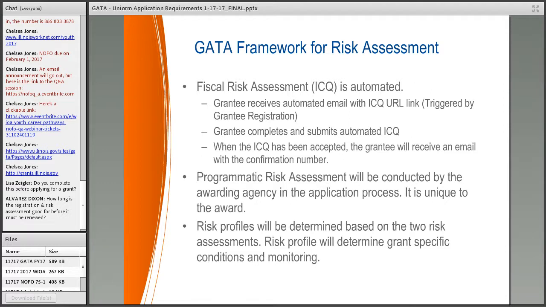Based on the two risk assessments, the programmatic and fiscal, a risk profile will be determined, which will be used for monitoring and also determining grant-specific conditions. For example, if your organization rates medium or high risk, there may be specific conditions applied to the grant agreement, including, for example, additional reporting requirements.